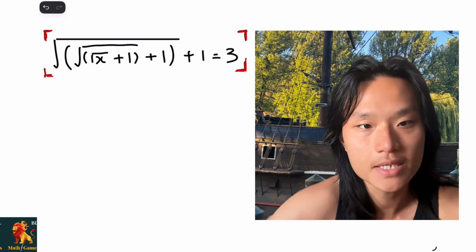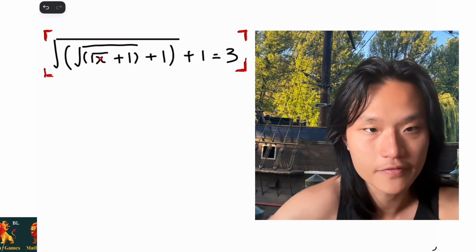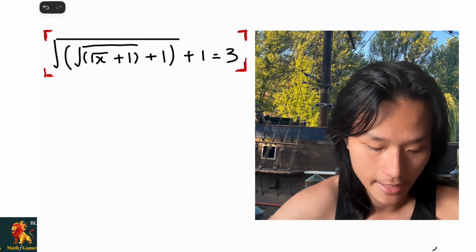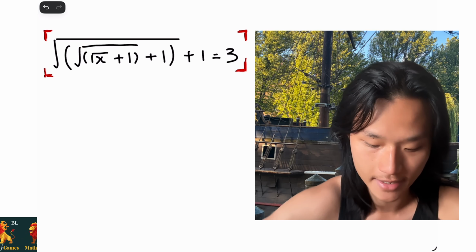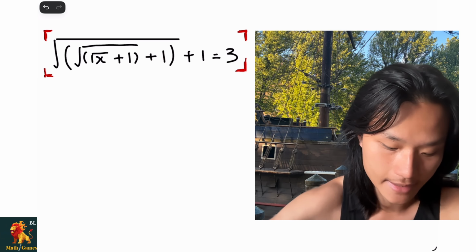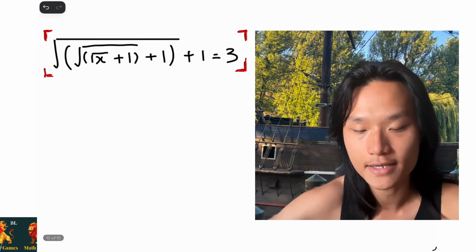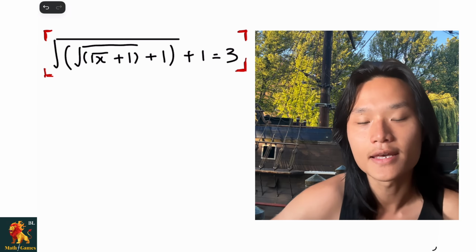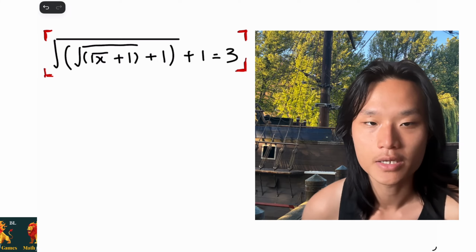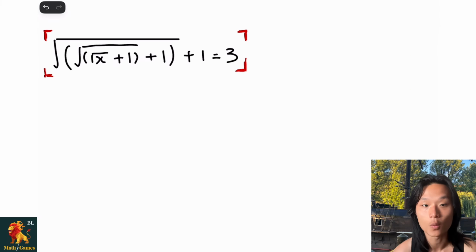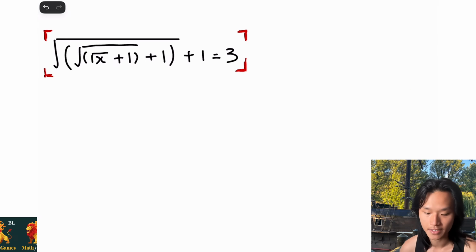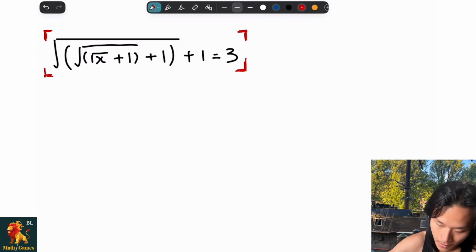Today I want to show you how to solve this algebra question. We have the square root of x plus 1, and then we take the square root of that, and then we add 1, and then again we take the square root of that, and then we add 1, and that equals 3. So we want to find out what x is in this case. So let's take a look.